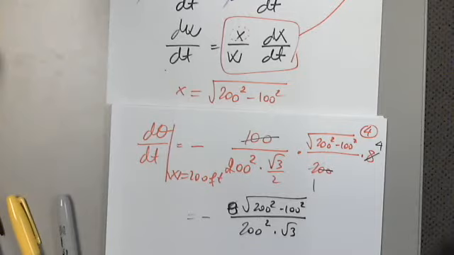So I have 8 and then the square root, and I always put parentheses: 200 squared minus 100 squared, close the parenthesis, and then outside I have to divide, in parentheses, 200 squared times the square root of 3.